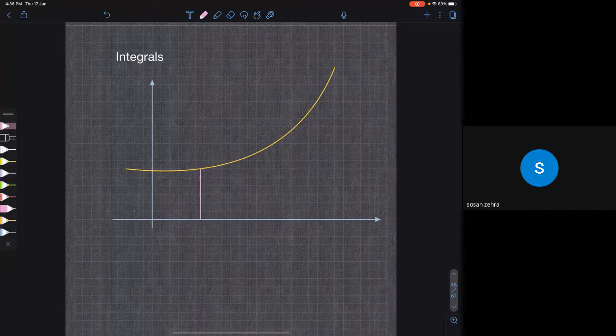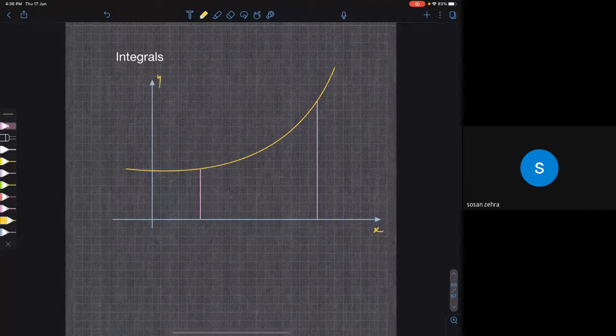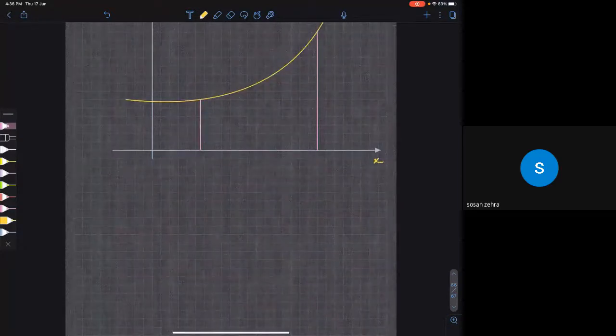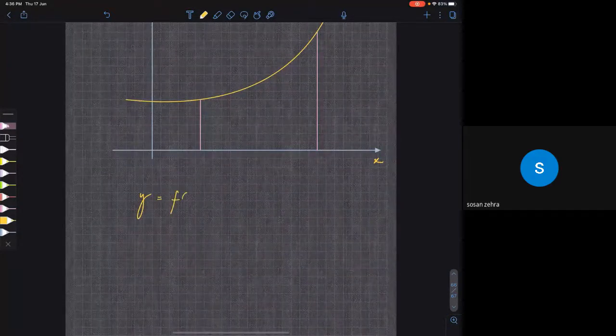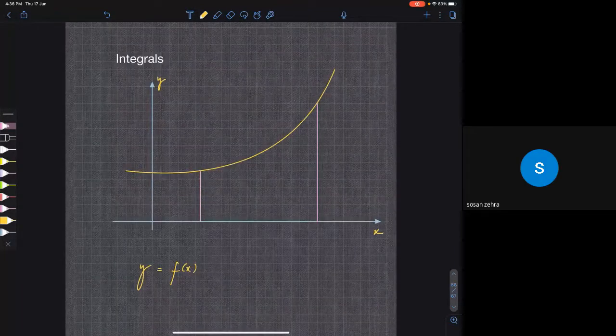Now this is a function of x. This is the graph of a function of x. Can you see? This yellow colored thing is the graph of the function. Suppose this is x and this is y. So what is y equal to? f of x. y equals f of x. Now if you plot the graph, you will get a graph like this.